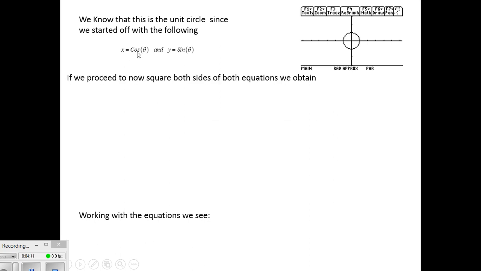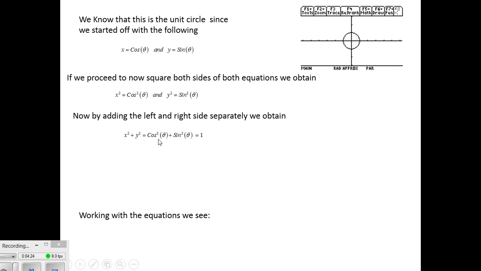Now, how do we get from this to the equation of the unit circle? These are the sets of parametric equations defining a circle. X is cosine theta, y is sine theta. Now if I choose to square both sides of both equations, that will give me x squared equals cosine squared, y squared equals sine squared. Now if I add the x squares and the y squares, that would be the same as adding the cosine squares and the sine squares.